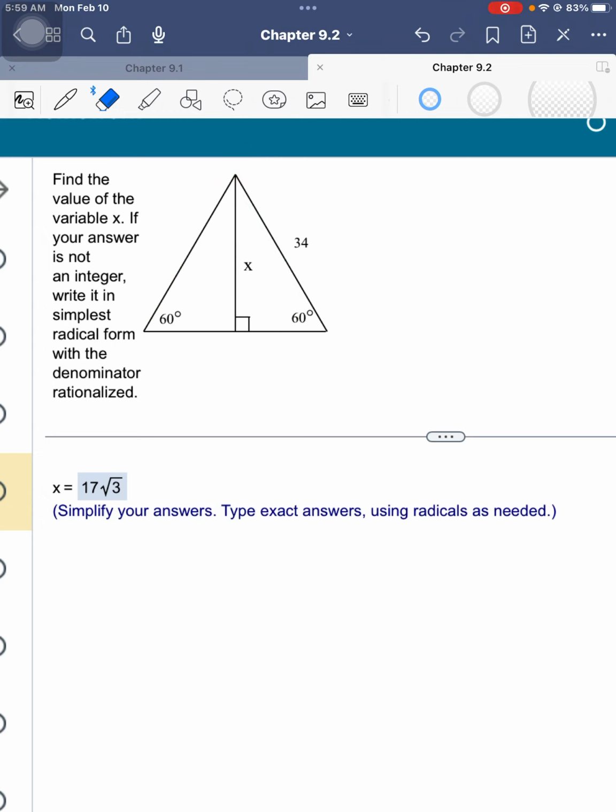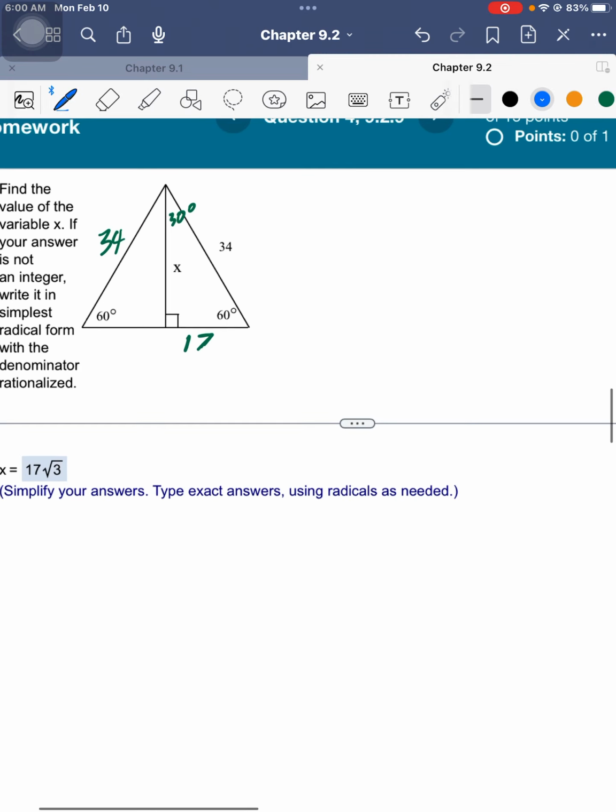Okay? So that means that in an equilateral triangle, all sides are 34. But if this side right here was bisected, then that means this has to be 17. So now I have a couple measurements. Also, if this whole side is 60 and this is a perpendicular bisector, it's also an angle bisector. So that means this is actually 30 degrees right here.